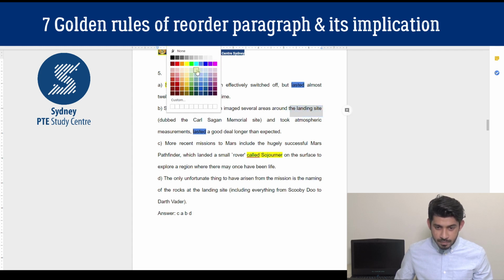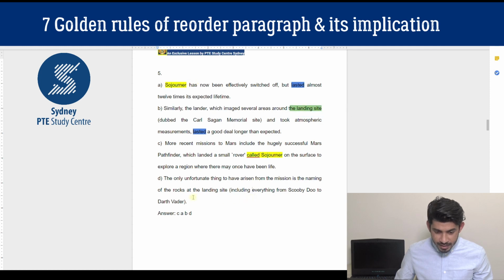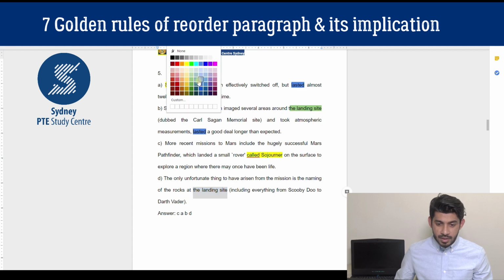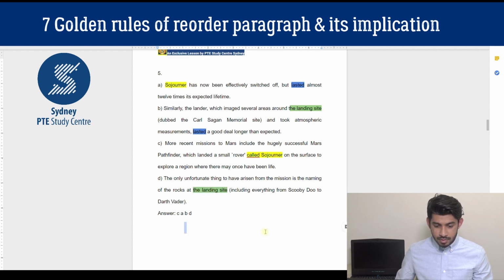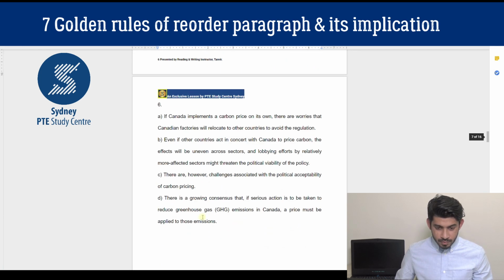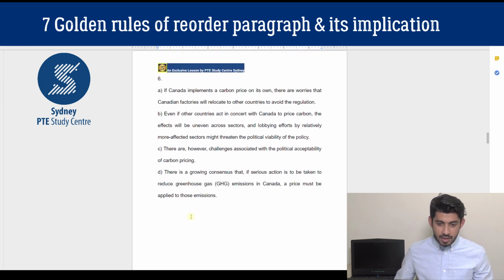Let's make it green. And D also has the landing site. So you can verify that actually you're right. Okay, so my answer is CABD. Now let's go to number 6.